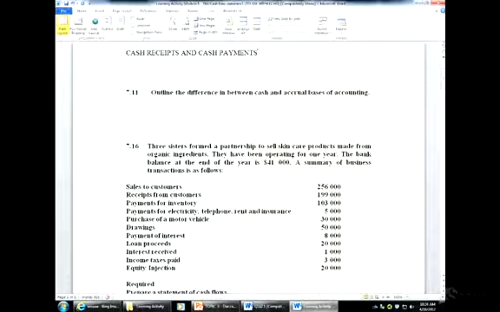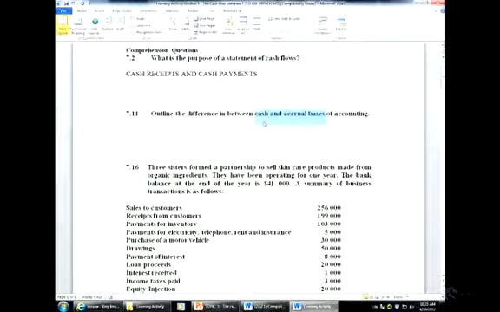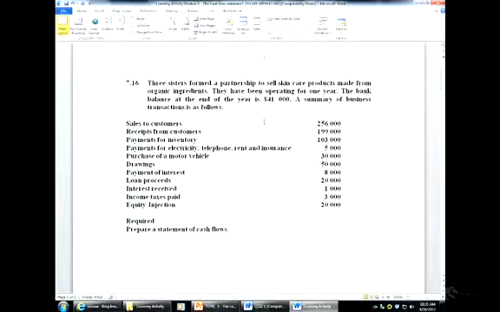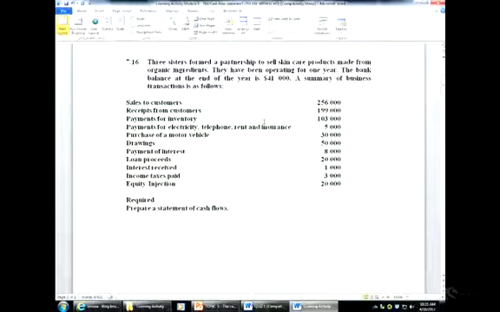7.11. What's the difference between the cash and the accrual basis of accounting? We all know that the accrual basis of accounting is trying to match revenues and expenses as and when they happen, whereas the cash basis of accounting matches cash receipts and cash payments. Those are two simple theory questions. Let's go to a few problems now.